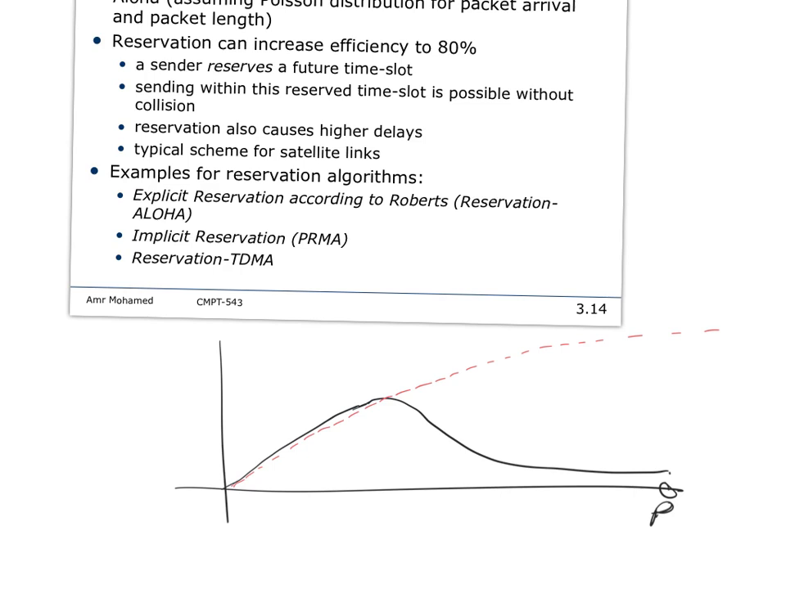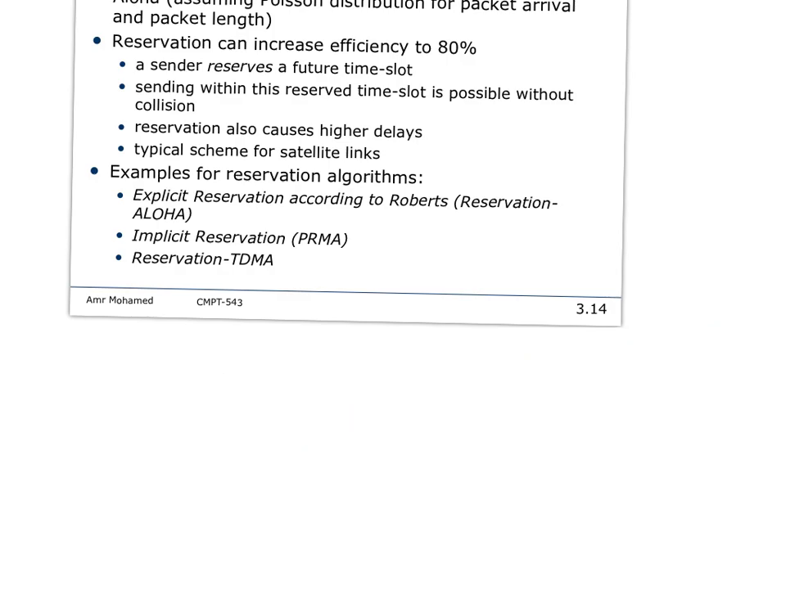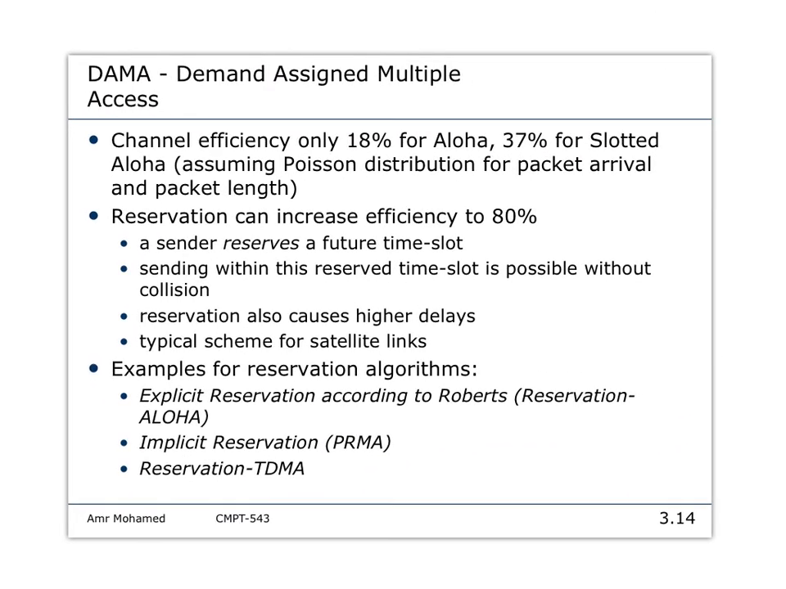And this is what we call demand assigned multiple access. Demand assigned. So the demand assigned multiple access here talks about the fact that we still use collision-based techniques, but we combine this with some reservation. Okay? Let's see how. So channel efficiency, as we have achieved so far, 18% and 37%, is very low. Reservation can increase the efficiency to 80%. Imagine, which is good. So this room of improvement, how can we achieve it?